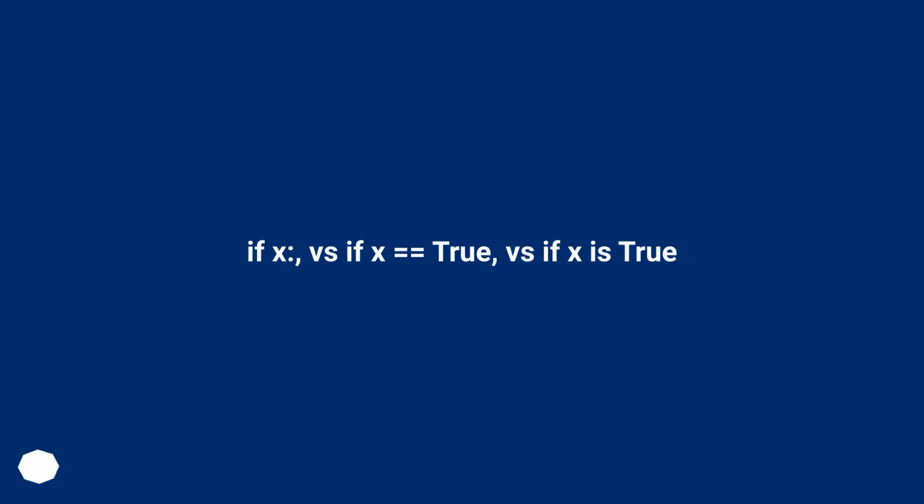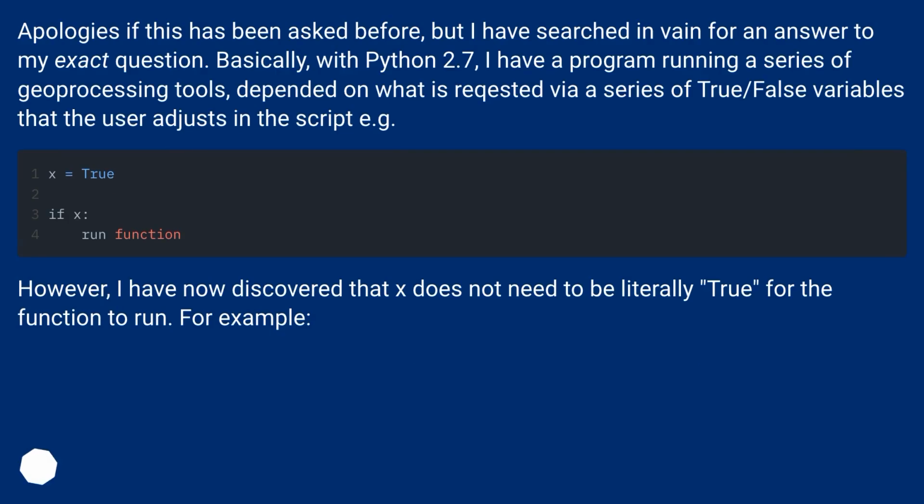If x versus if x equals true versus if x is true. Apologies if this has been asked before, but I have searched in vain for an answer to my exact question. Basically, with Python 2.7, I have a program running a series of geoprocessing tools, dependent on what is requested via a series of true/false variables that the user adjusts in the script, for example. However, I have now discovered that x does not need to be literally true for the function to run.